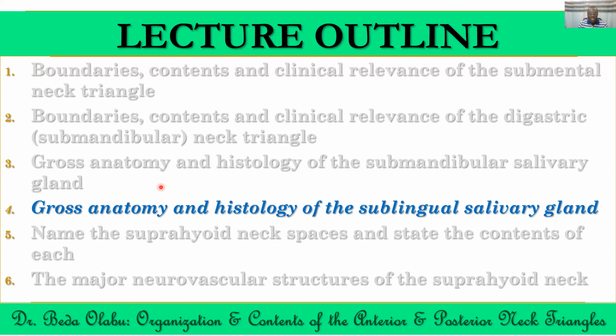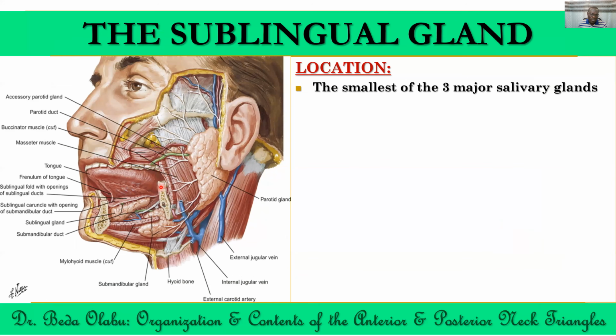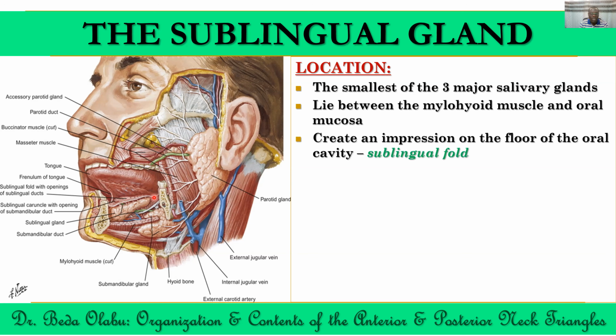We can now talk about the sublingual salivary gland in terms of its location. Actually, it is the smallest of the three salivary glands that we've talked about now. This particular gland lies between the mylohyoid muscle, which is this one, and the mucosa of the oral cavity, which is that one. It's just below the tongue, and that's why it's called sublingual. It creates the impression on the floor of the mouth that I've already shown you, the sublingual fold.